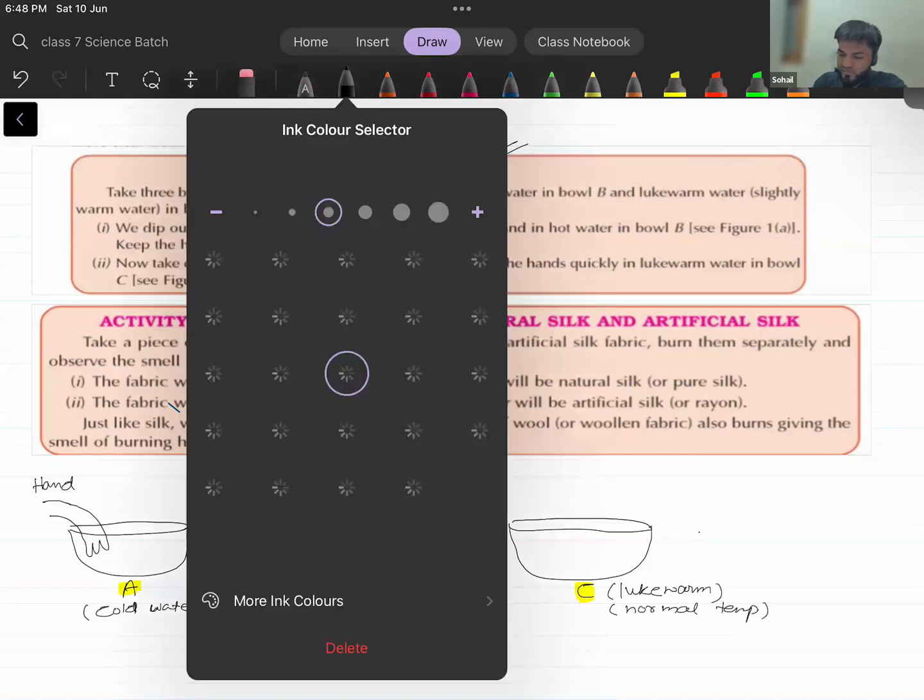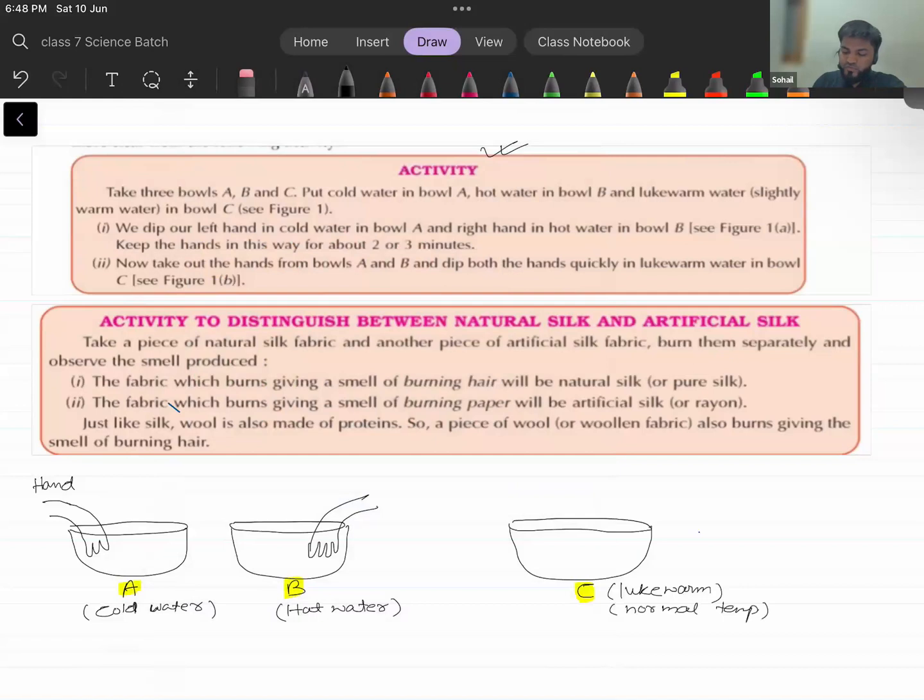Okay, so what we are going to do, we are going to dip our left hand in cold water. This is your left hand. Now in the second ball that is containing hot water, it shouldn't be too hot that you get injured, just normal hot water. So you dip your right hand in hot water in ball B. Okay, now keep both the hands in this way for about 2 or 3 minutes, dipped in the balls.